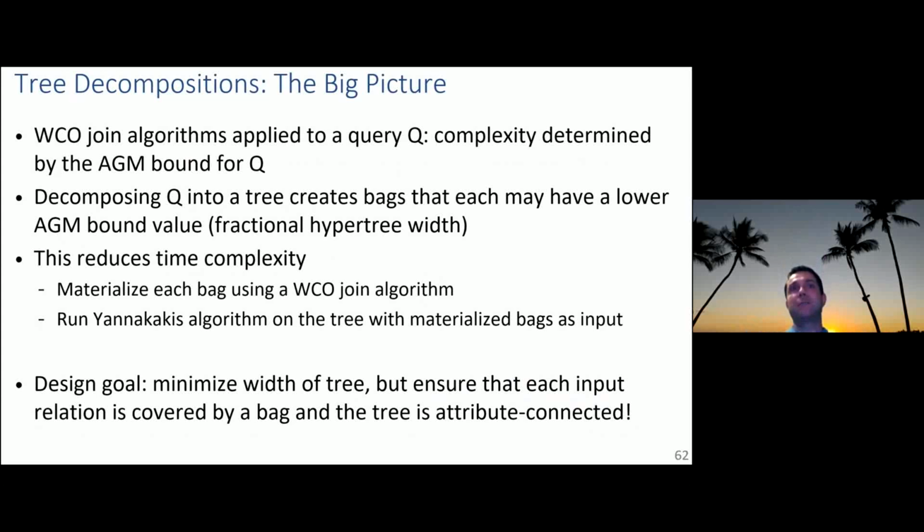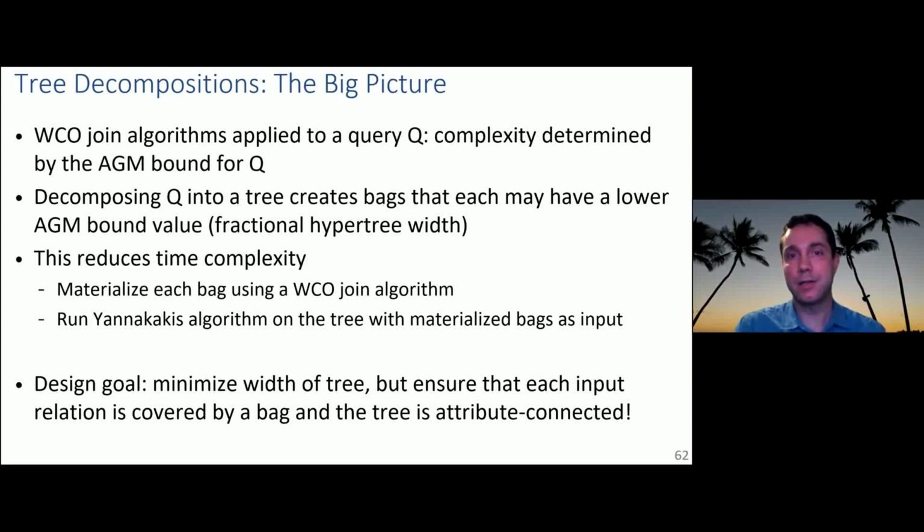All right? And so the big picture is basically, if we apply worst case optimal joins directly to the query as it is given to us, then the complexity is determined by the AGM bound. If we decompose that query into these 3 decompositions where we have smaller bags that are cheaper to compute than the AGM bound would be for the full query, we can now get a better performance guarantee, which is based on the fractional hypertree width of the corresponding decomposition. And this in general reduces the time complexity, especially for more complex queries.